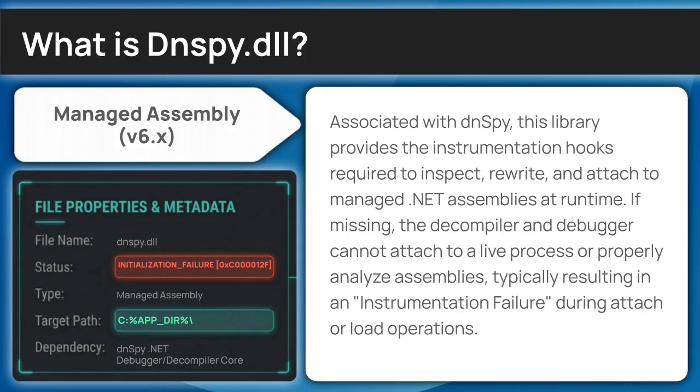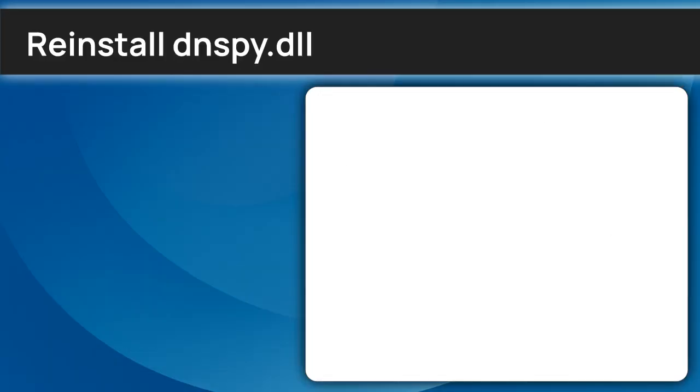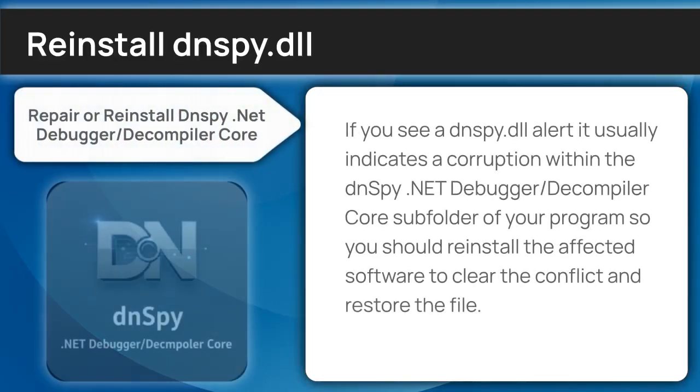Now that you're up to speed on the file's role, let's begin the repair process. If you see a Dnspy Library DLL alert, it usually indicates a corruption within the Dnspy.NET debugger/decompiler core subfolder of your program, so you should reinstall the affected software to clear the conflict and restore the file.